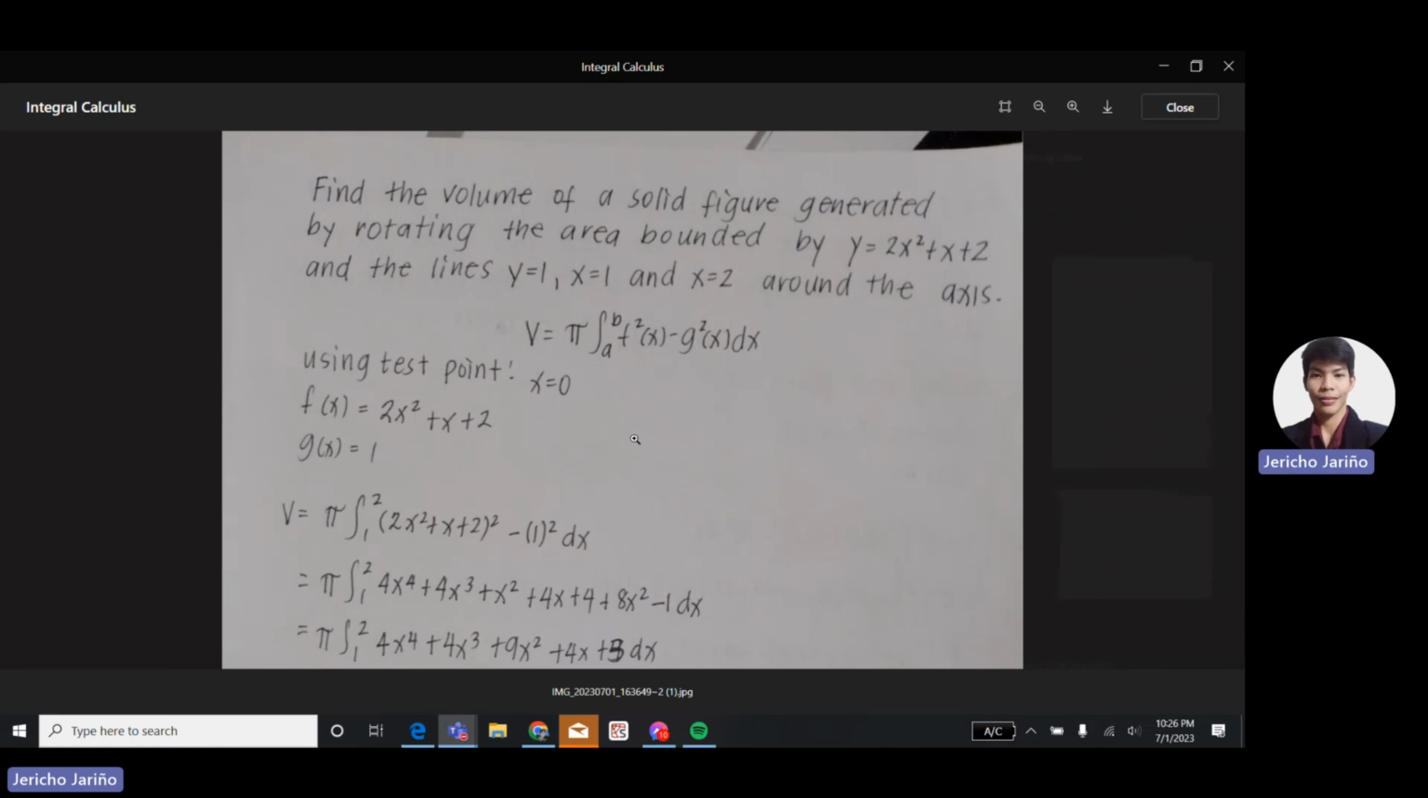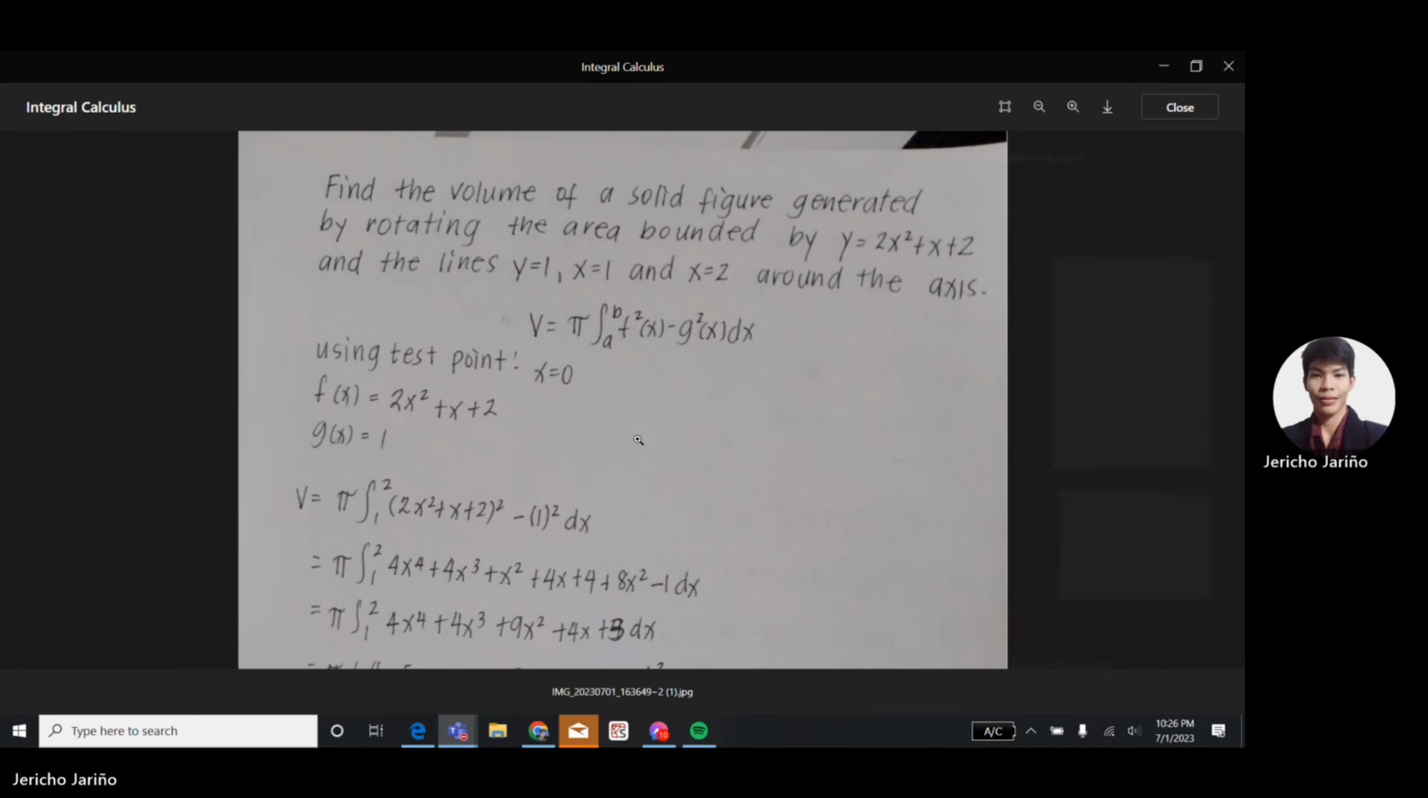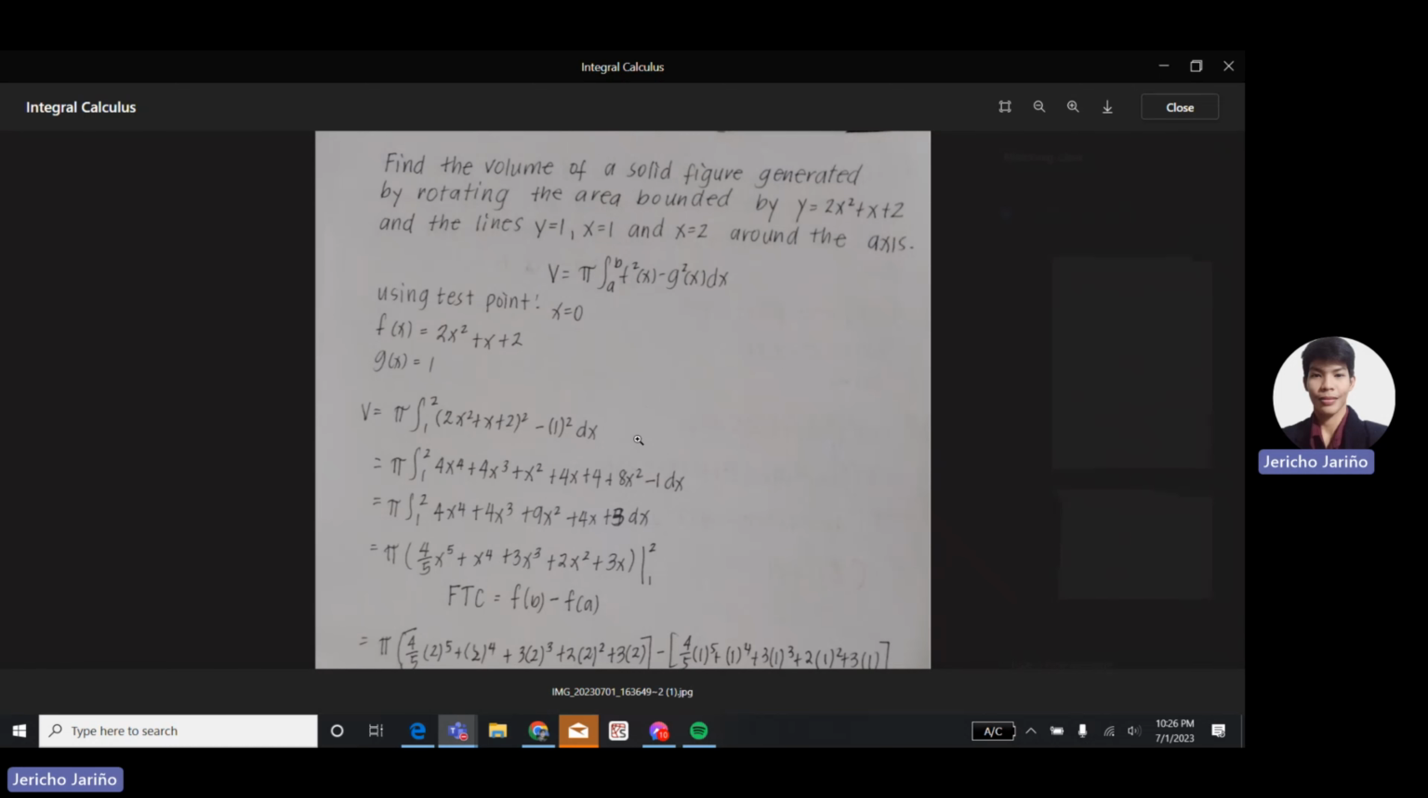Then we further simplify the expressions and arrange them from the highest exponent to the lowest. And so we get π times the integral of 4x⁴ + 4x³ + 9x² + 4x + 3 with respect to x from 1 to 2. Then we just have to integrate the terms in this function one by one.